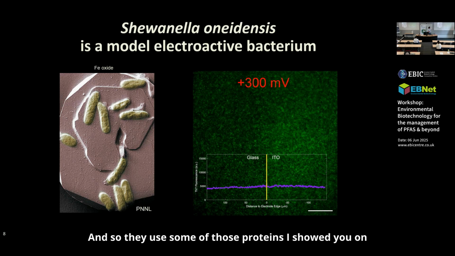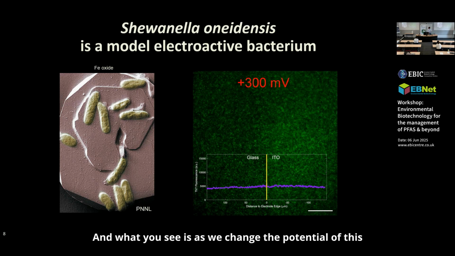And so they use some of those proteins I showed you on that previous slide to actually move electrons out to this rock that they're living on. And so we take advantage of their ability to do this to interact and interface them with electrodes. And so this image that I'm showing you here on the right of the screen is an indium tin oxide electrode, so this transparent electrode material on the right side, and then just glass as an insulator on the left here.